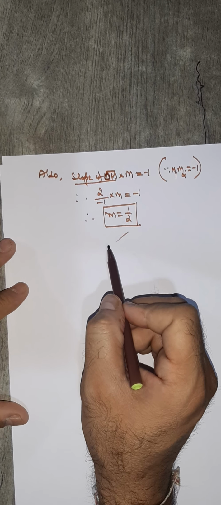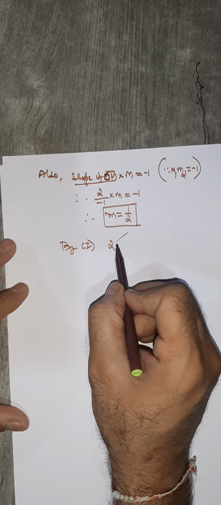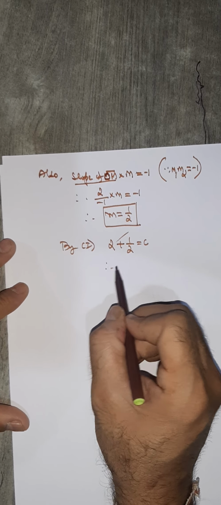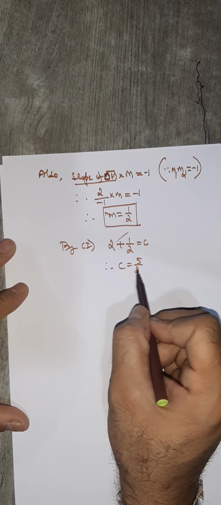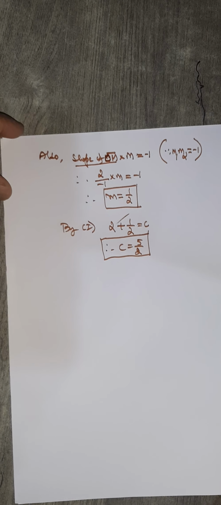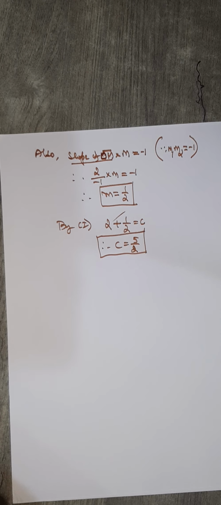Okay, once you know m, you can put it in equation 1. So by 1, 2 plus half equals c. So what is c? It will be 5 by 2. Okay, two things you have used. One is the perpendicular concept. In coordinate geometry, whenever you see the word perpendicular, use m1 m2 equals minus 1. Whenever you see parallel, use m1 equals m2. You always need to use these whenever you find these two words, perpendicular and parallel. So here m is half, c is 5 by 2.